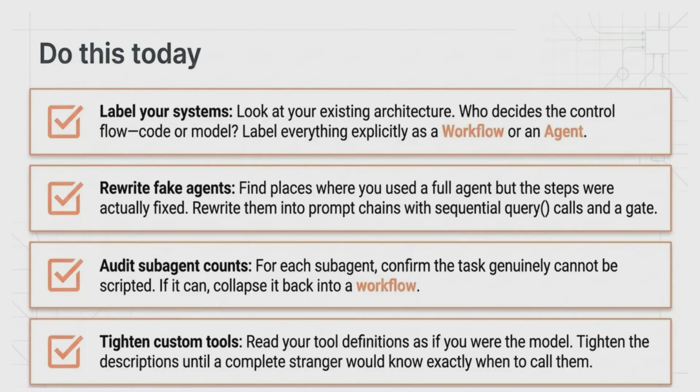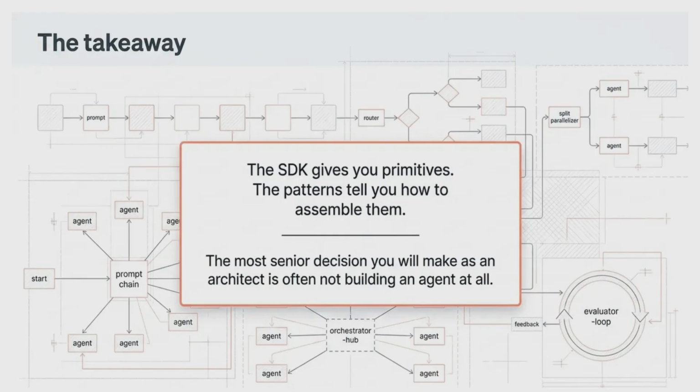Audit your subagent count. For each subagent, confirm the task genuinely cannot be scripted. If it can, collapse it back into a workflow. Open one custom tool's definition and read its description as if you were the model. Tighten it until a stranger would know exactly when to call it. The takeaway. The SDK gives you primitives. The agent design patterns tell you how to assemble them. And the assembly is where the real design lives. Prompt chaining, routing, and parallelization are workflows where you hold the control flow, and they map onto sequential query calls, subagent or classifier routing, and concurrent subagents or read-only tools.